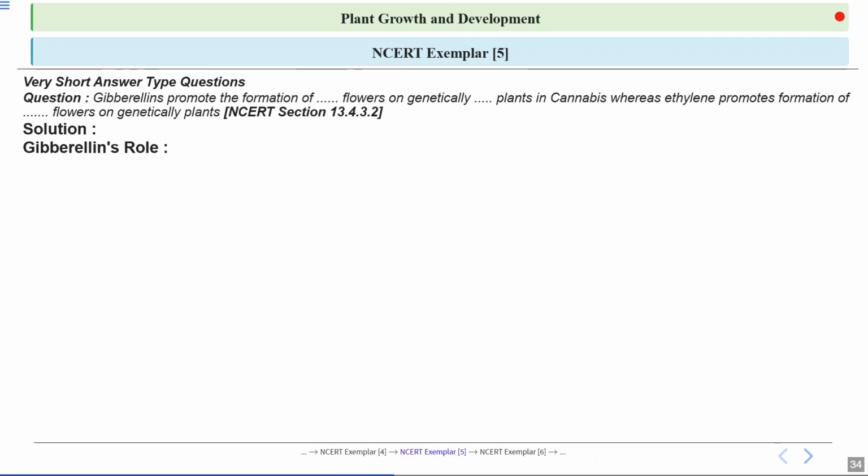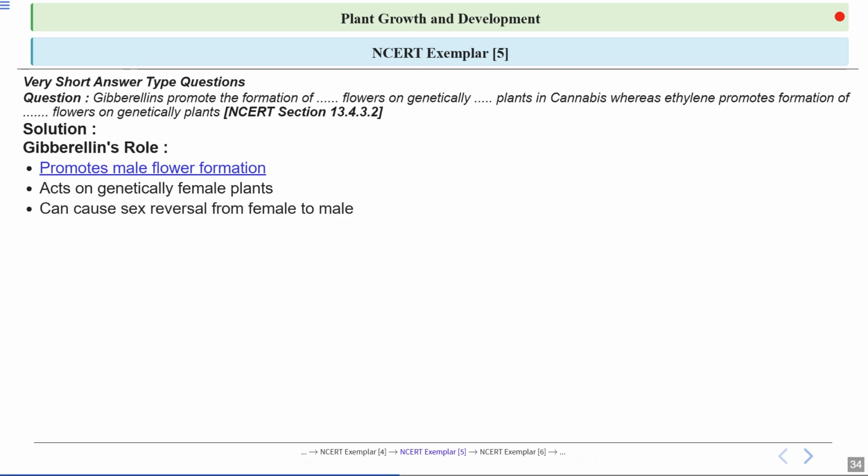What is the role of gibberellins? Let us see that. It promotes male flower formation. So the first fill-up will be male flowers, and it acts on genetically female plants. The second fill-up will be female plants. And that causes sex reversal from female to male. It changes the sexes, that is, it can reverse the sexes from female to male.